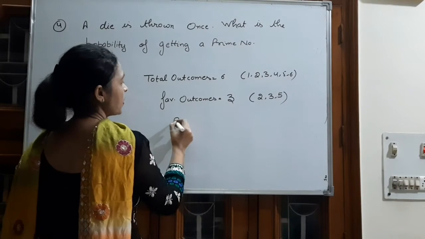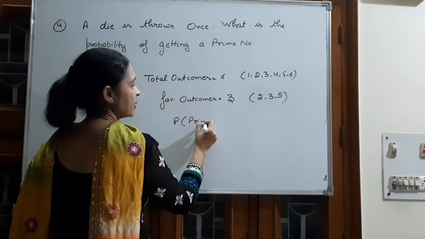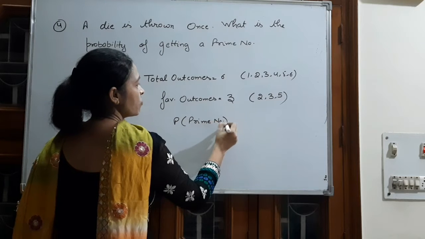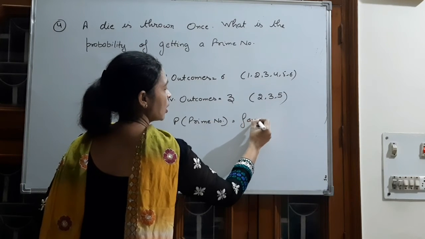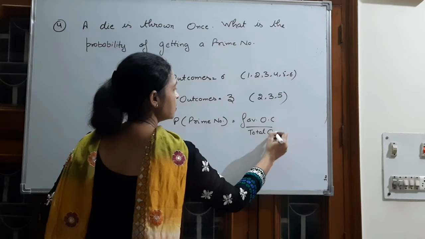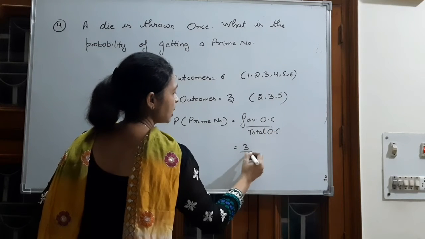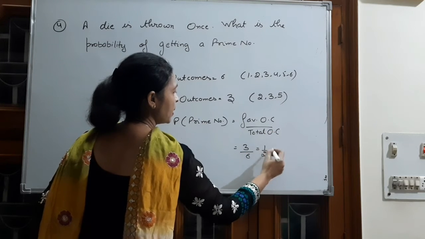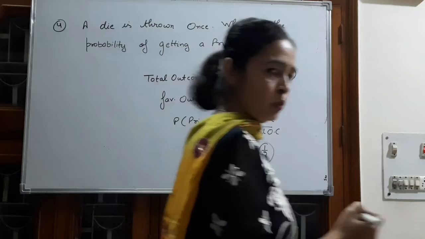3. The probability of getting a prime number is favorable outcomes upon total outcomes. What are favorable outcomes? 3 upon total outcomes, which are 6, and our probability is 1 by 2.